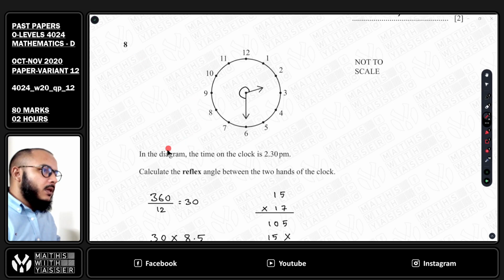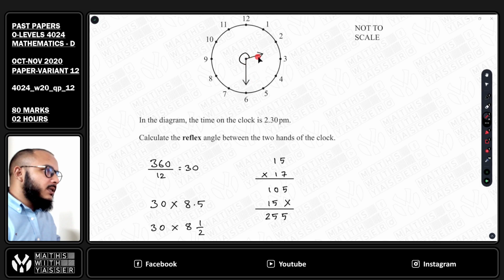Question number 8. In the diagram, the time on the clock is 2:30 p.m. Calculate the reflex angle between the two hands of the clock. So we need to find the reflex angle, and they have also written it in bold format. So this is the angle that they're asking us to find out. And what we need to do is first understand what the value of each angle between every hour will be. So there are 12 numbers in the clock. So if I divide the complete angle of a circle, which is 360, by 12, I'll get 30. So 30 is the angle for every hour.